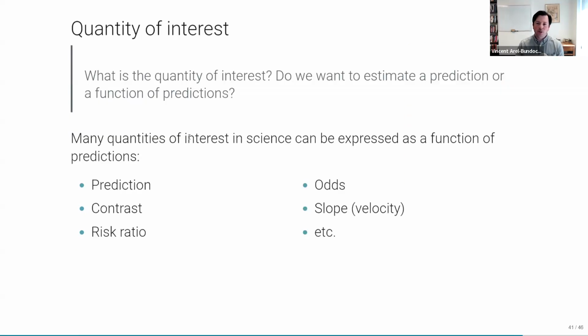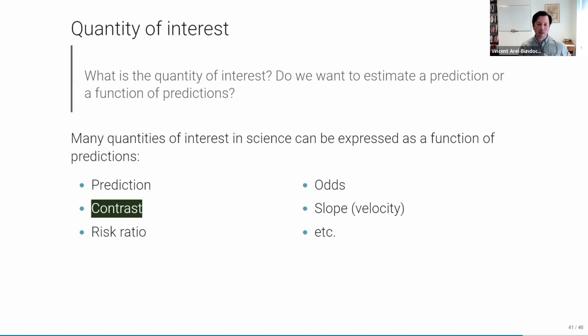Okay. So what is the quantity of interest is going to be our first question. Do we want to estimate a prediction or maybe a function of predictions? What's going to be really interesting for us is that we take our predictions and then we can combine those predictions or compare these predictions to generate many of the quantities that we care about in science. So predictions, but also a contrast. A contrast is a difference between two predictions. So if I'm in a medical study about cholesterol, for example, and I have a treatment group where they take the pill and a placebo group, I'm going to estimate a model to compare these two. And then I'm going to make predictions for those two groups. What is the predicted cholesterol level for people in the treatment group?